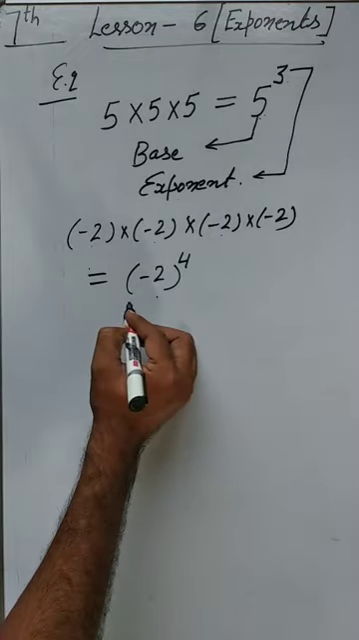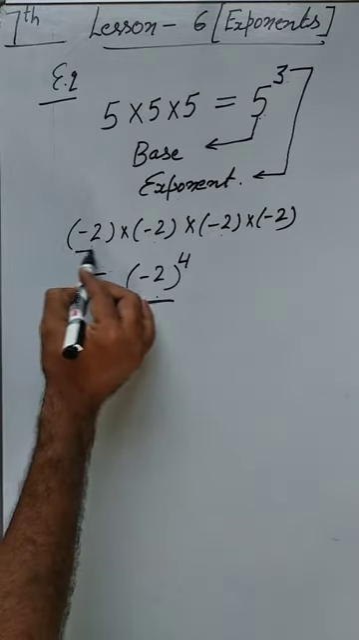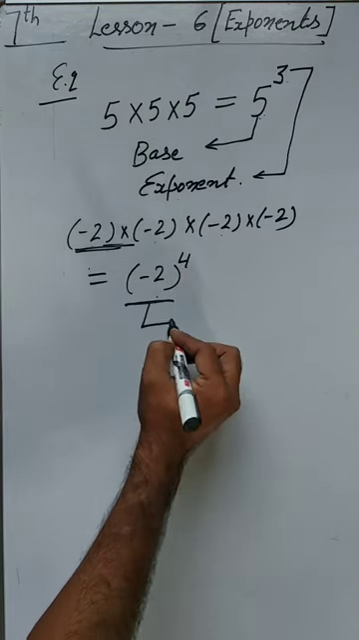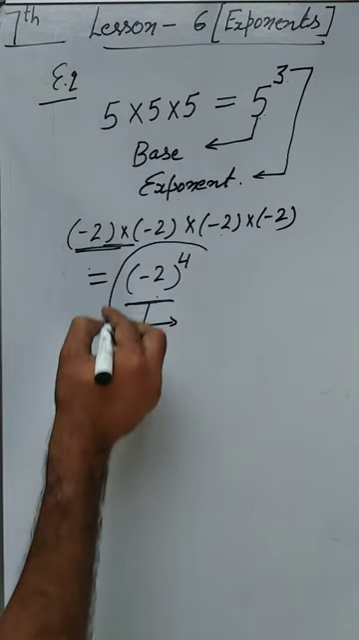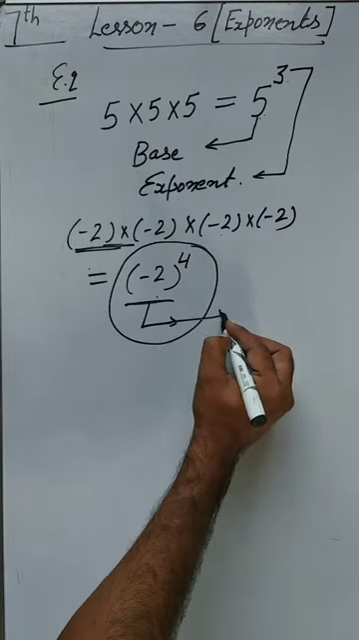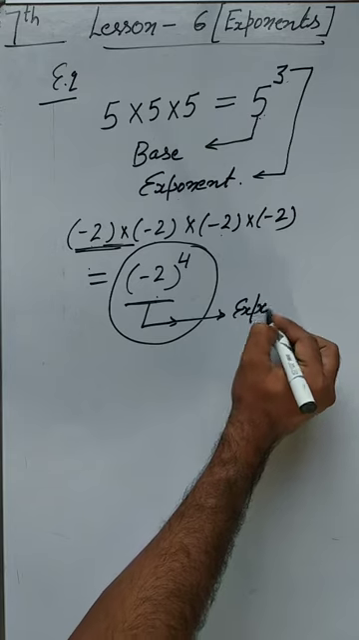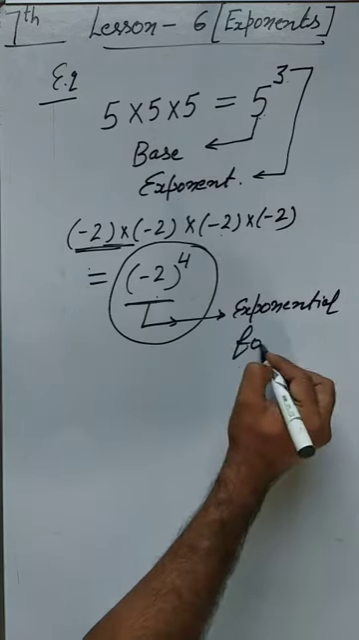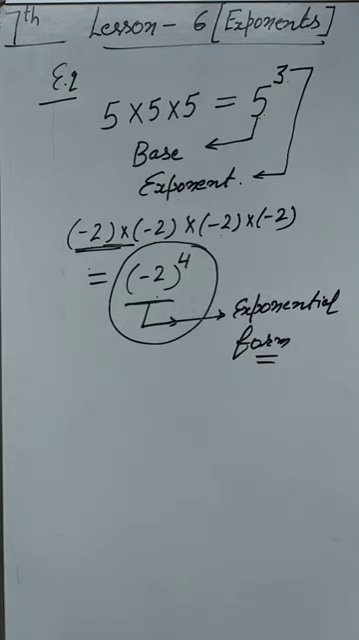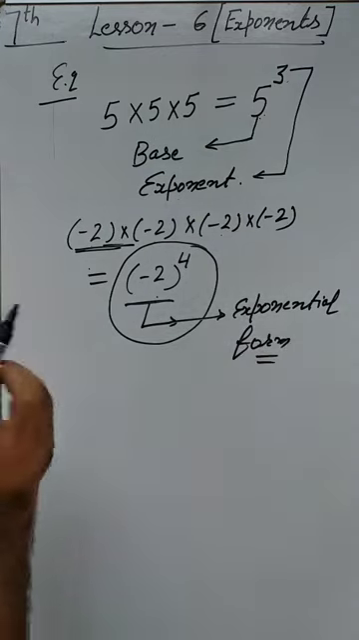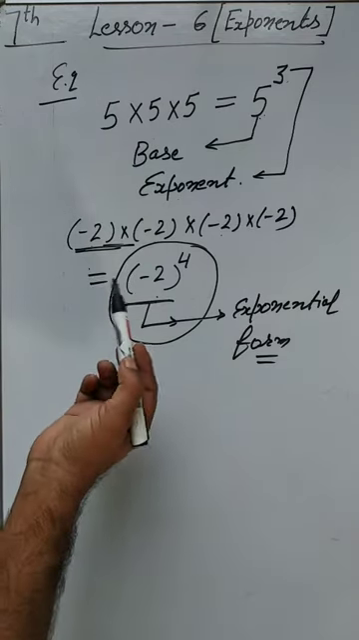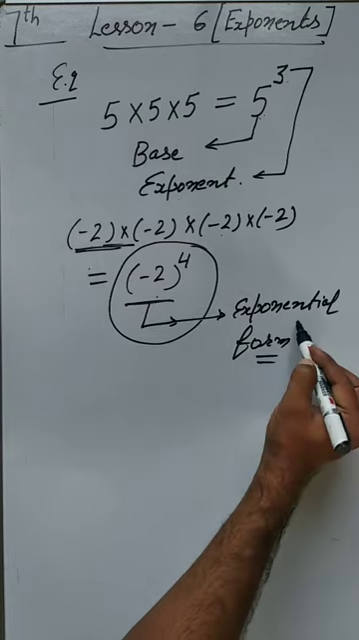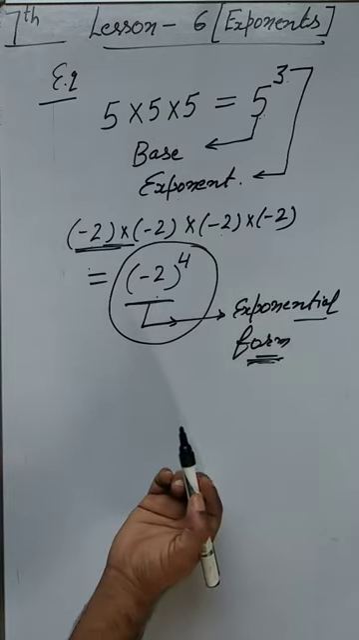Understood, beta? If we write these numbers in the form of power, then this form is known as exponential form. Clear, beta? Understood? In that way, we can write the number in the form of exponent, or in the form of power, or you can say in the form of exponential. Clear, beta?